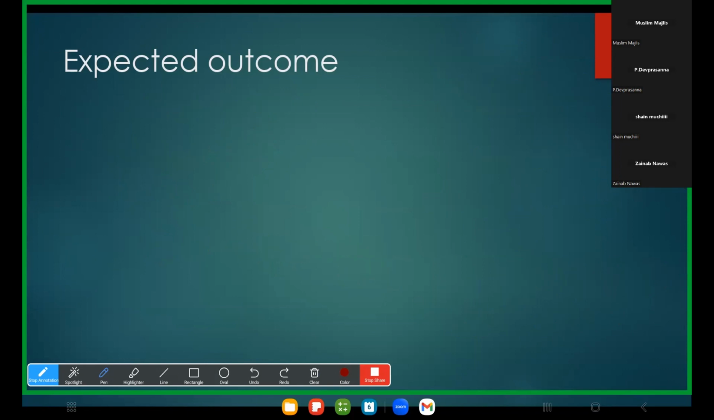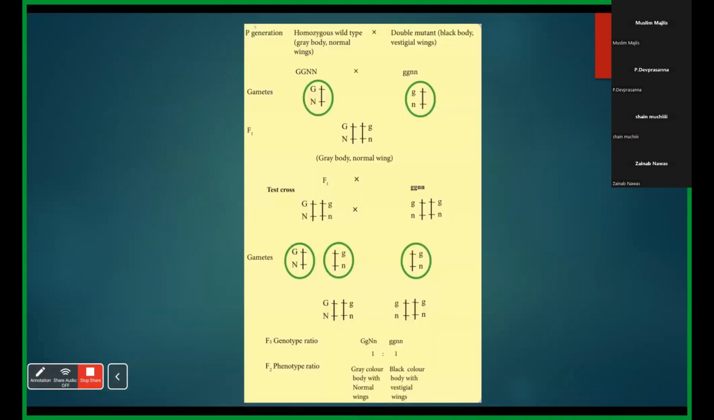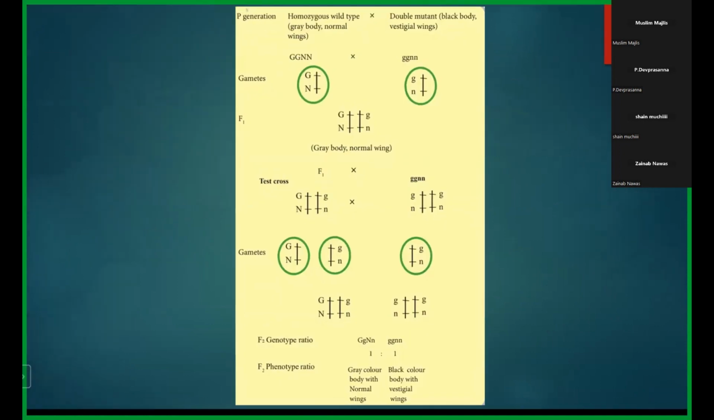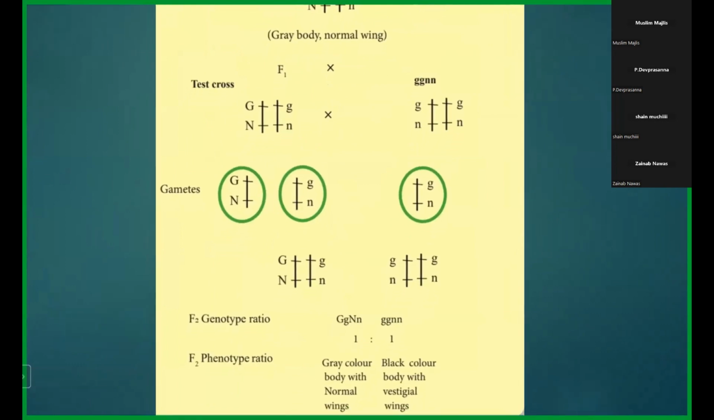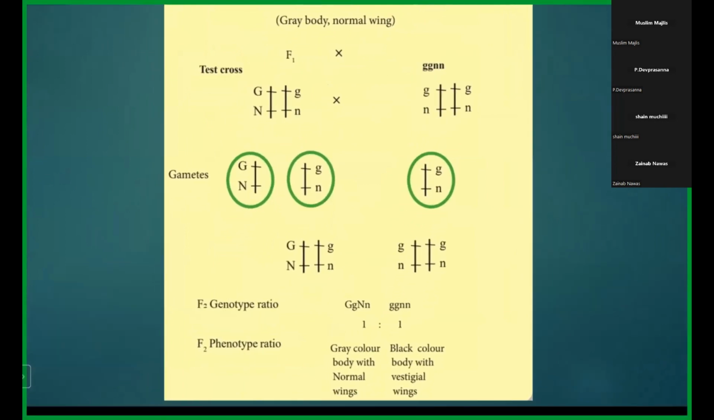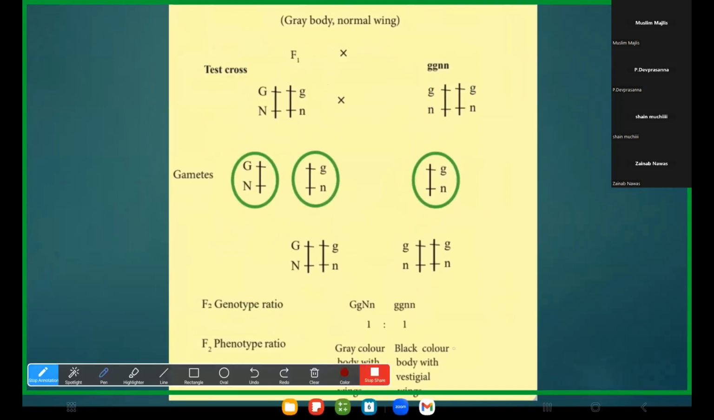But when the actual practical was held out, the observed phenotype was slightly different. There we had gray color body with normal wings, and vestigial wings, to have a 1:1 ratio. So why did this occur? Because these two genotypes were close by, where they had gray body.